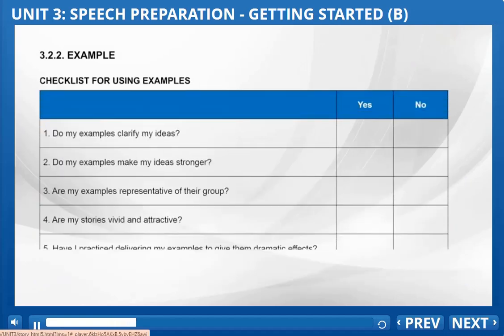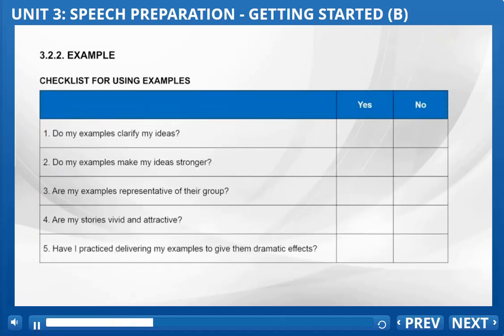Here are some questions you want to notice when you use examples to support your points. Let's use the checklist when you prepare for your speech. So the first one, do my examples clarify my ideas? Next, do my examples make my ideas stronger? Next one, are my examples representative of this group? Next, are my stories vivid and attractive? And last, have I practiced delivering my examples to give them dramatic effects?